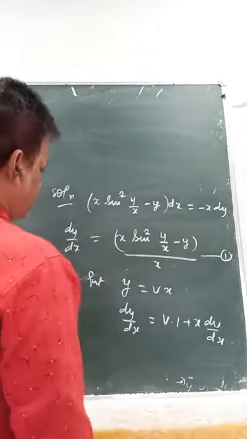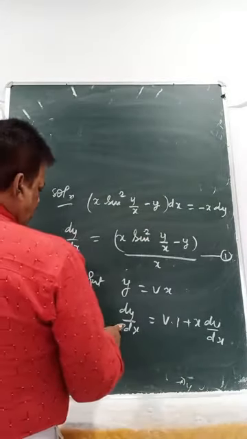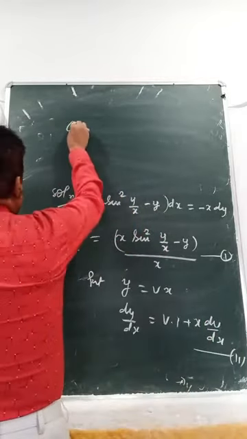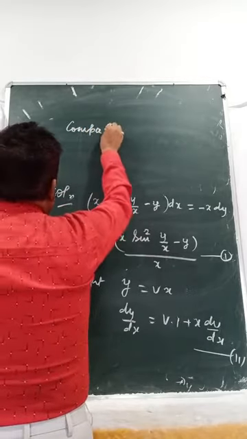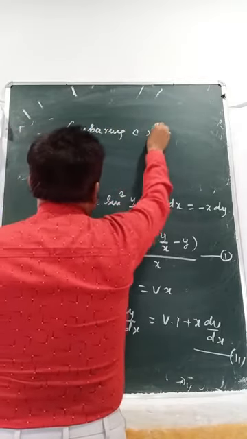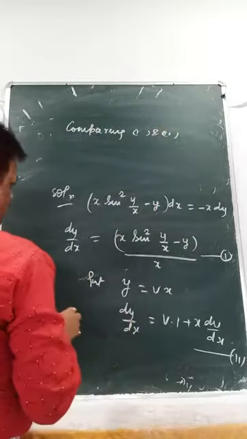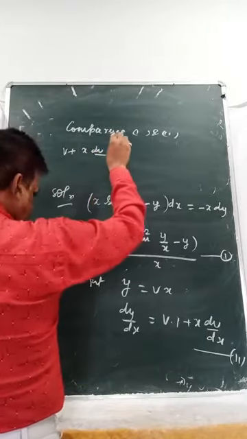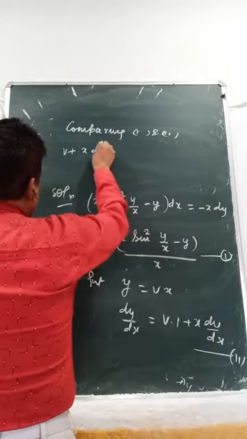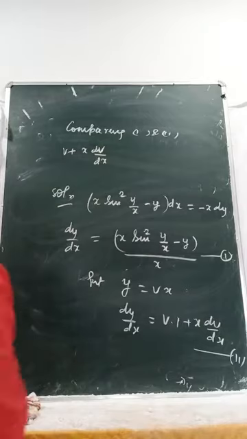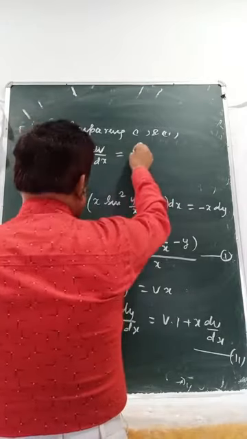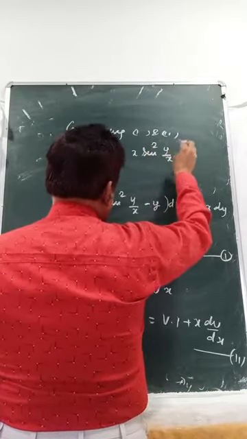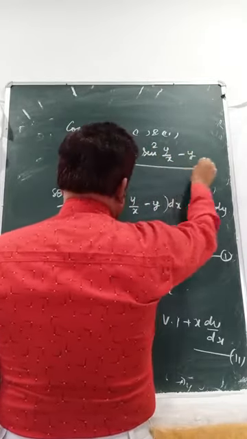So what shall I get here? Comparing 1 and 2, this is 2. Comparing 1 and 2, I'll get v plus x dv by dx equals x sin square y by x minus y, divided by x.